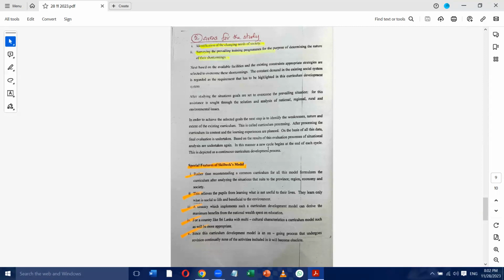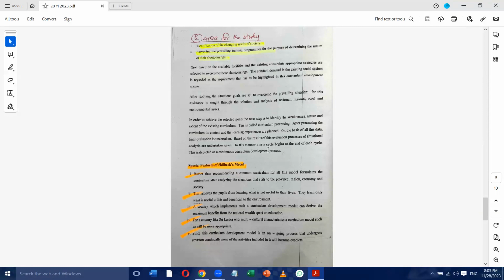Next, based on the available facilities and the existing constraints, appropriate strategies are selected to overcome this. Based on this, you will put forward your own strategy to overcome these shortcomings. And there could be some other shortcomings, you know that. So that will be fulfilled by your replaced or latest objectives or goal formation.